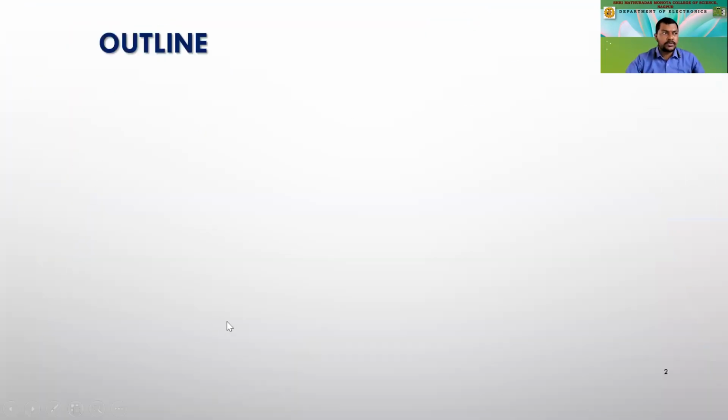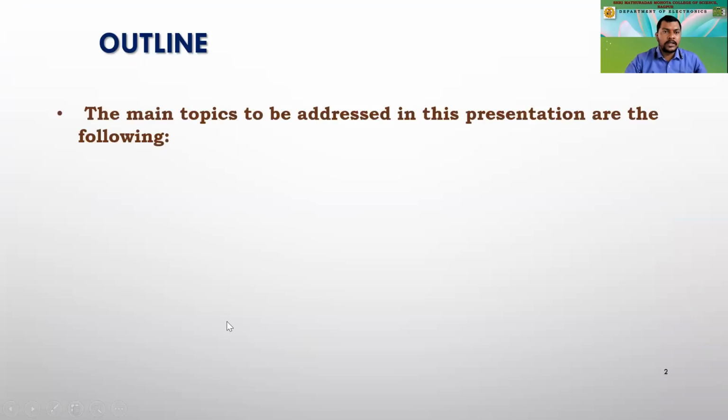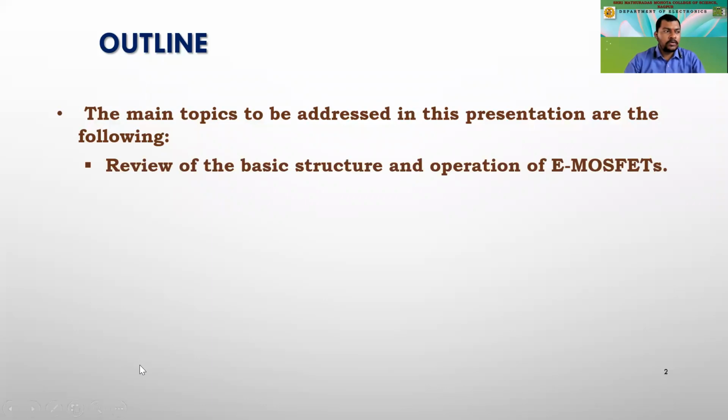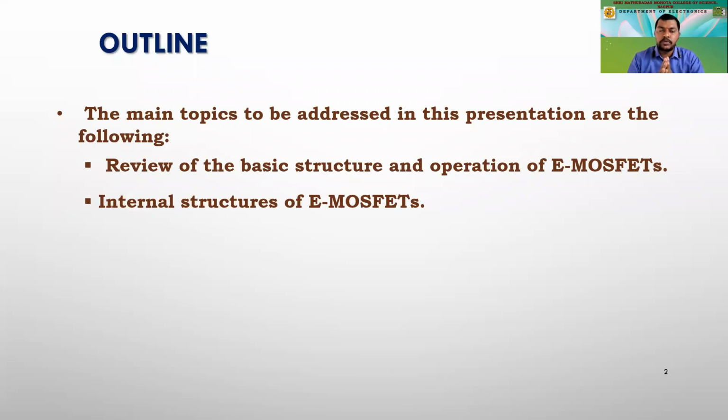In today's class, the main topics to be addressed in this presentation are the following: a review of the basic structure and operation of eMOSFET, and the internal structure of eMOSFETs. eMOSFET means enhancement MOSFET. Actually, there are two types of MOSFETs: eMOSFET, that is enhancement MOSFET, and the other one is the dMOSFET, that is depletion MOSFET.